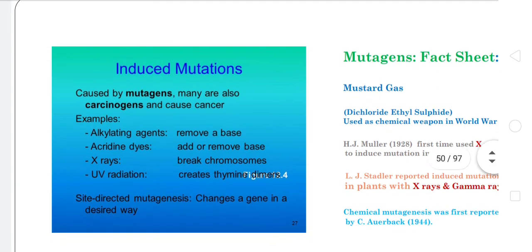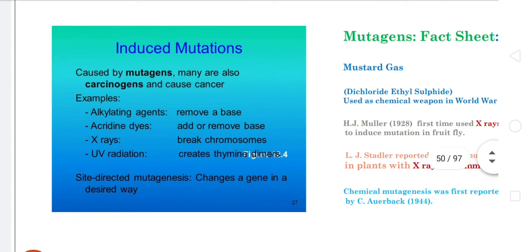In addition to that, we induce some of the gases for the betterment of our product. Such a mutation is called an induced mutation. That can also lead to cancer, which is called a carcinogenic mutation. For example, if you add an alkylating agent, it can remove the normal base. If you add acridine dyes, it can either add or remove bases. If frequently exposed to X-rays, it can break our chromosome and lead to cancer. Similarly, UV radiation can create thymine dimers. Previously we saw site-directed mutagenesis, which means that a particular gene alone is affected.